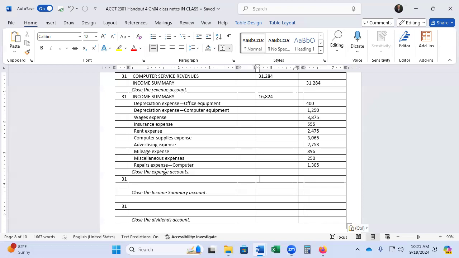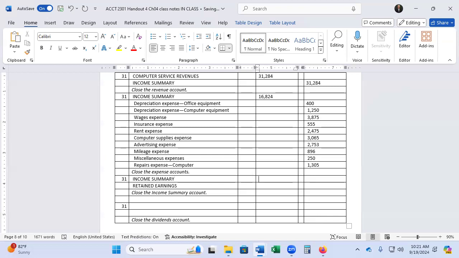Okay, so we've closed the revenue account. We've closed the expense account. Now we have to close the income summary account. And so this would be a debit to income summary and a credit to retained earnings.